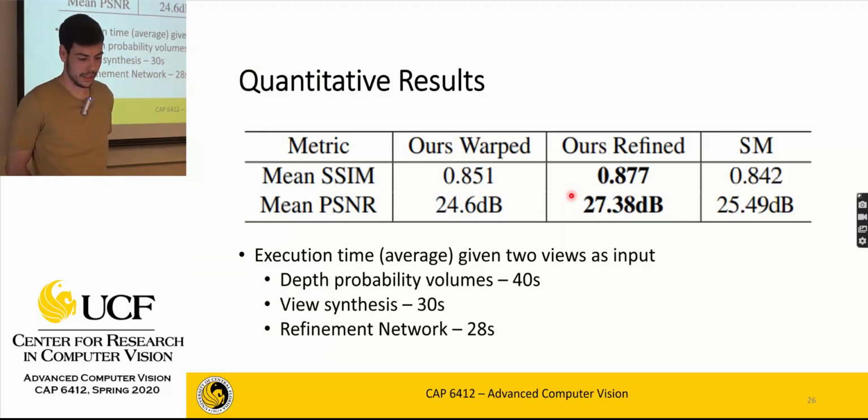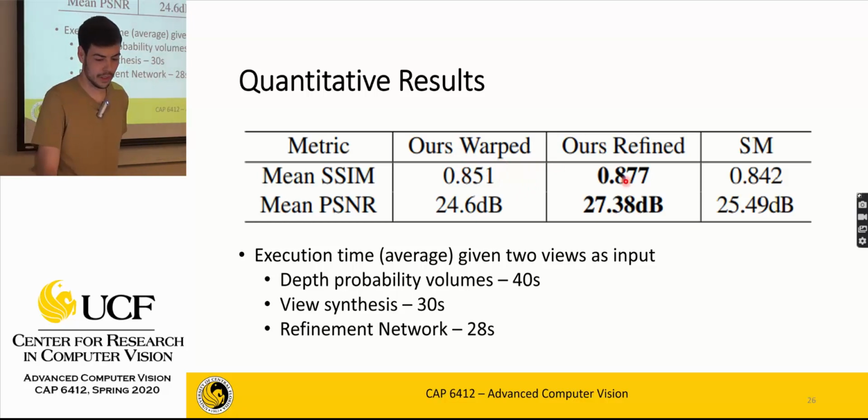So for the results, as you can see, the warped images, which are pre-refinement, do slightly better in terms of SSIM compared to the stereo magnification paper, but they are noisy, which was shown by the artifacts and the holes within the images. So once these images are refined, you can see that the quality goes up, with a higher SSIM value and a higher PSNR value.